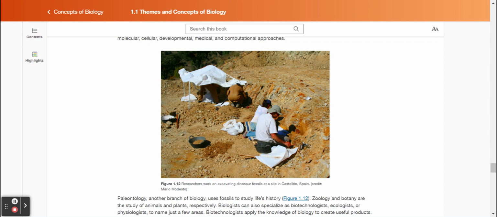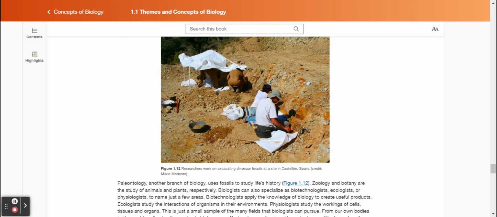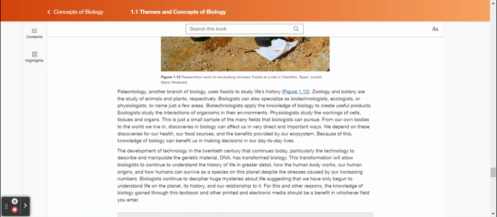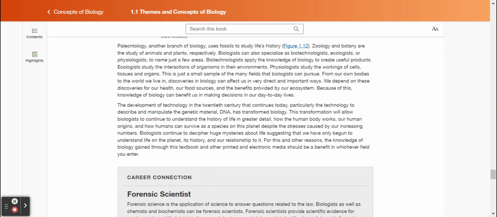Figure 1.12. Researchers work on excavating dinosaur fossils at a site in Castellón, Spain. Paleontology, another branch of biology, uses fossils to study life's history. Zoology and botany are the study of animals and plants, respectively. Biologists can also specialize as biotechnologists, ecologists, or physiologists, to name just a few areas.